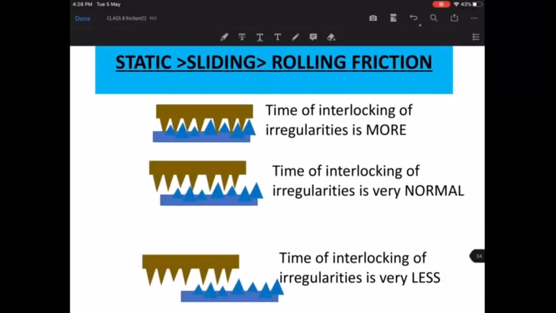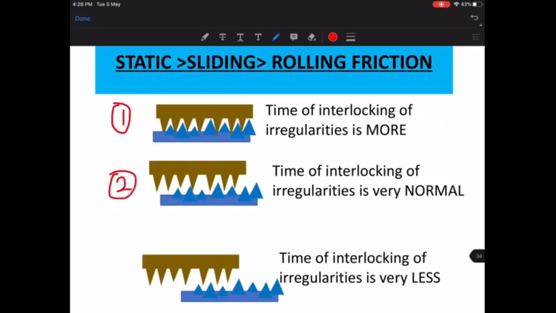Now look what happens in the case of static friction. This is a very, very important slide. Again, try and understand it carefully. If required, I'll repeat it. So this is the first case, this is the second case, this is the third case. The first case is what is known as static friction. Now look what happens in static friction.